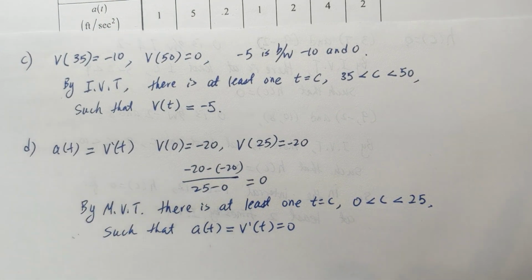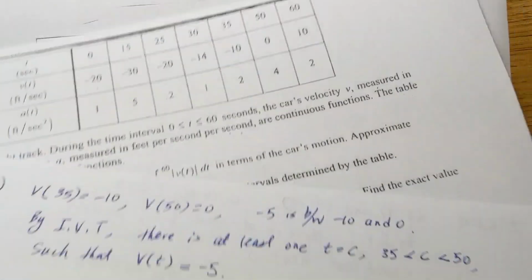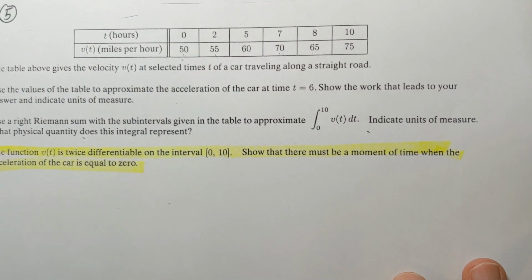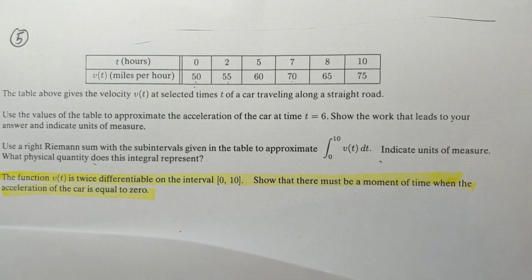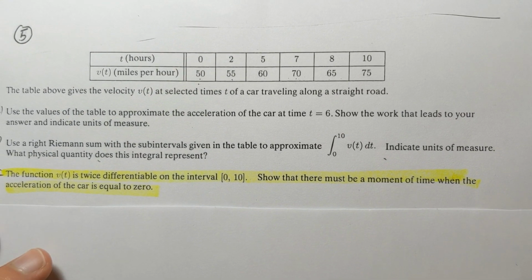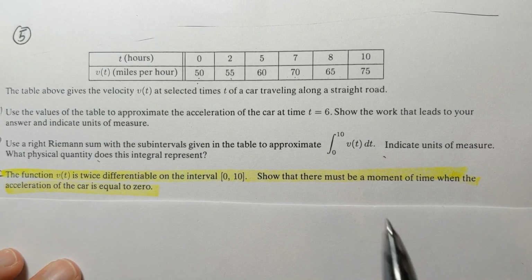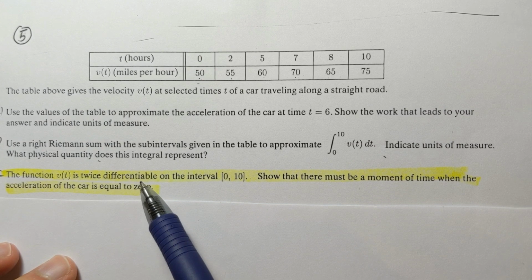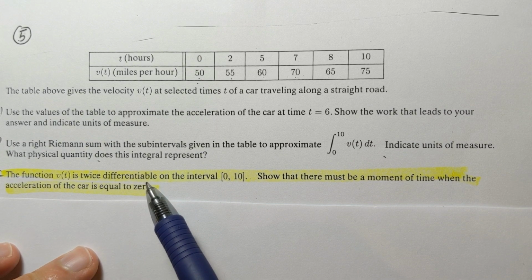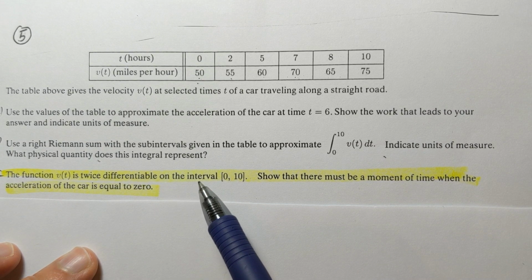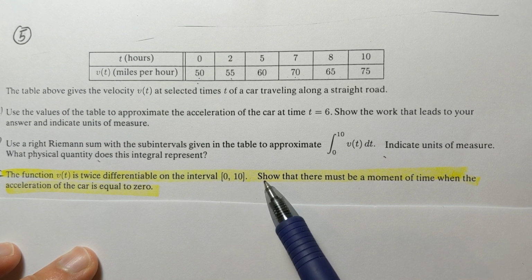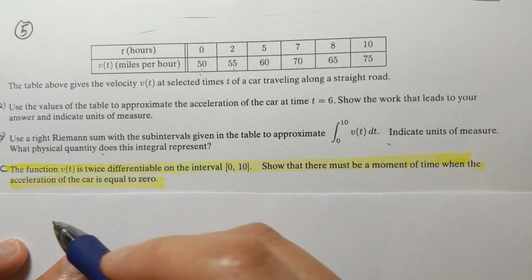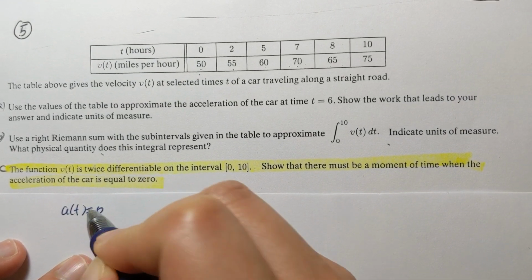Now we go to the last question, number 5. We have this question for homework also, so we're going to focus on part C. This is a table of v of t. The question says the function v of t is twice differentiable, which means v of t is differentiable and a of t is differentiable. On the interval 0 to 10, show that there must be a moment of time when the acceleration of the car equals 0. We want a of t equal to 0.